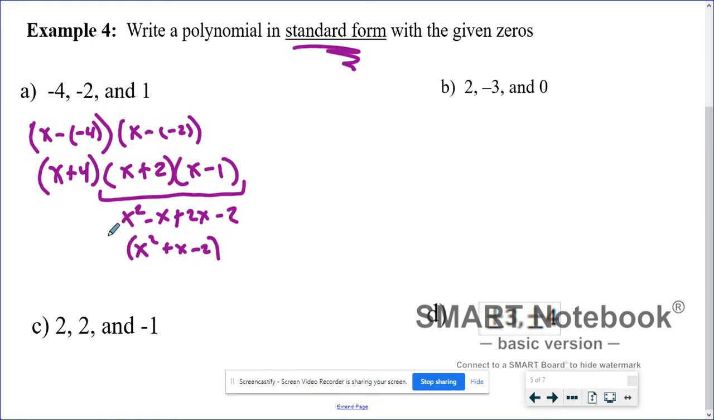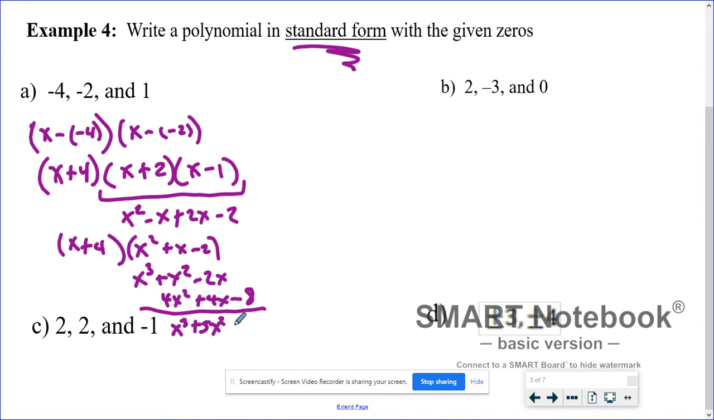I'm going to multiply it by that x plus 4. X times x squared is x cubed. X times x is x squared. X times -2 is -2x. 4 times x squared is 4x squared. 4 times x is plus 4x. 4 times -2 is -8. And you have x cubed plus 5x squared plus 2x minus 8.